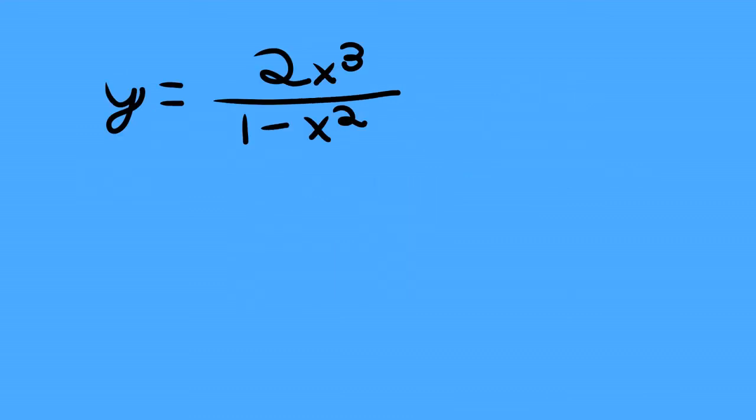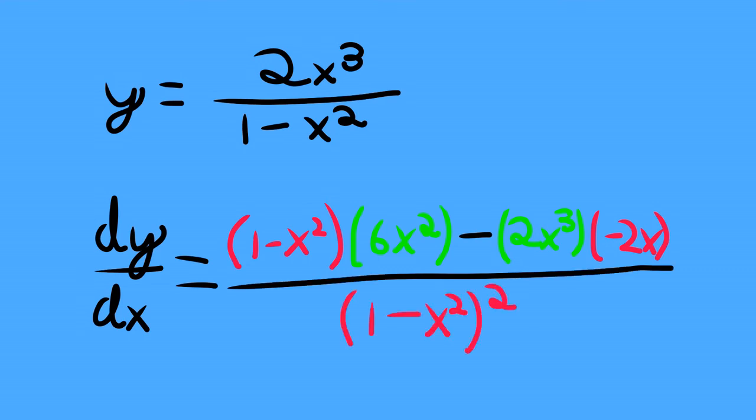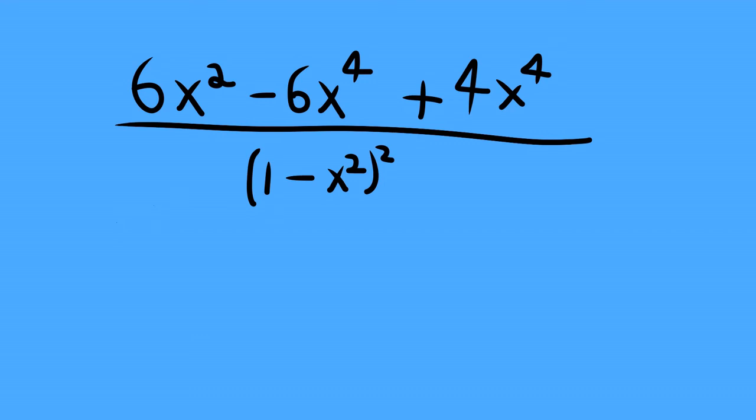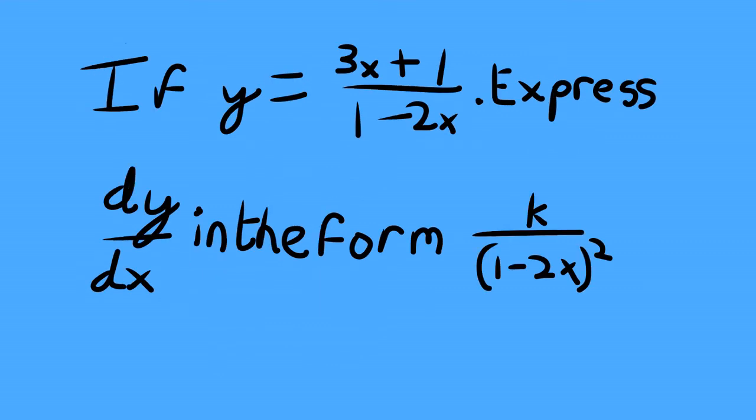Okay, so let's take, for example, y equals 2x cubed over 1 minus x squared. So you've got the bottom times the derivative of the top, so 1 minus x squared times 6x squared, minus the top times the derivative of the bottom, so minus 2x cubed times minus 2x, all divided by the bottom squared, 1 minus x squared squared. So then you just add like terms, and you leave the bottom as it is, so you're left with 6x squared minus 2x to the power of 4. That's all it is.